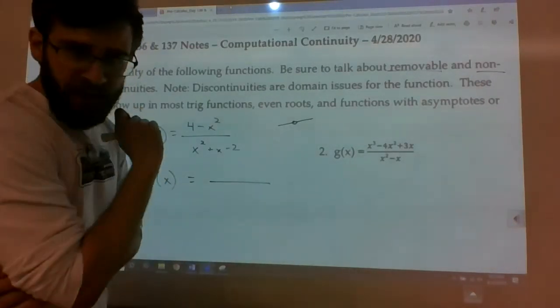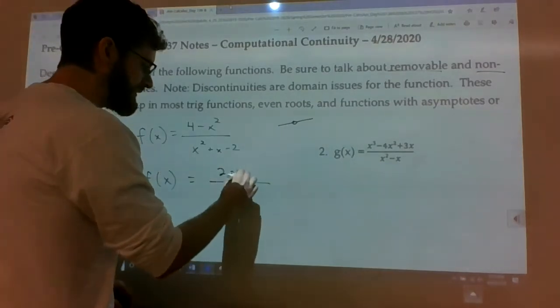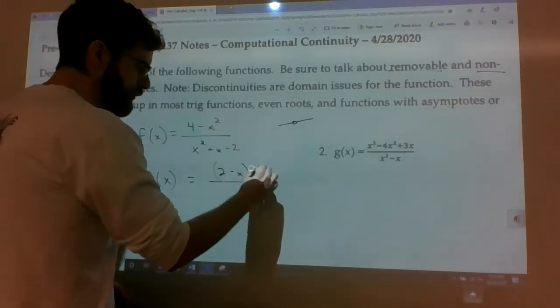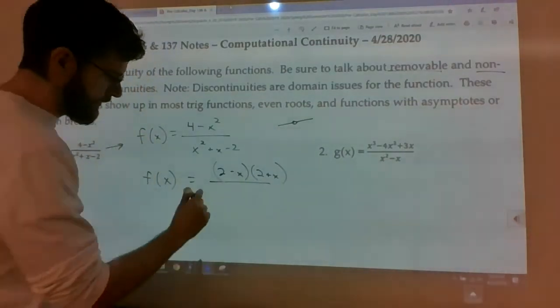The top, is it factorable? Yes. It's a difference of squares. 2 minus x, 2 plus x. The bottom, is that factorable?